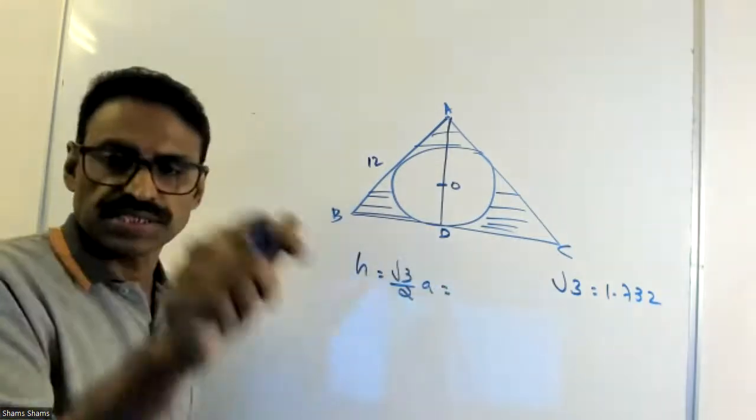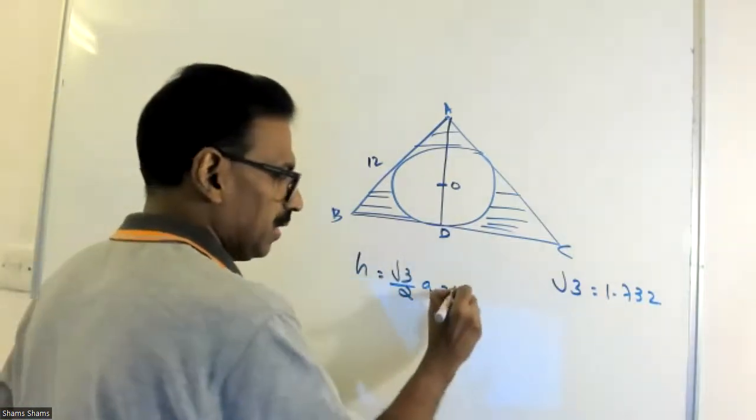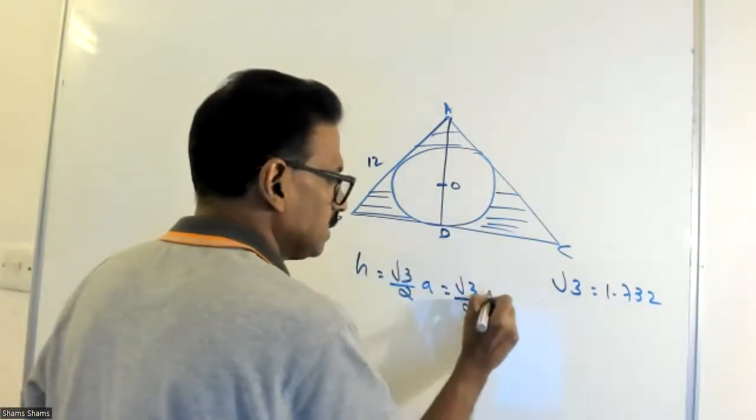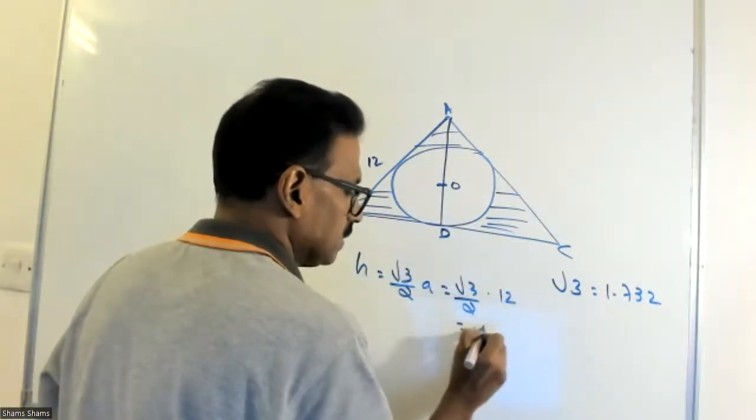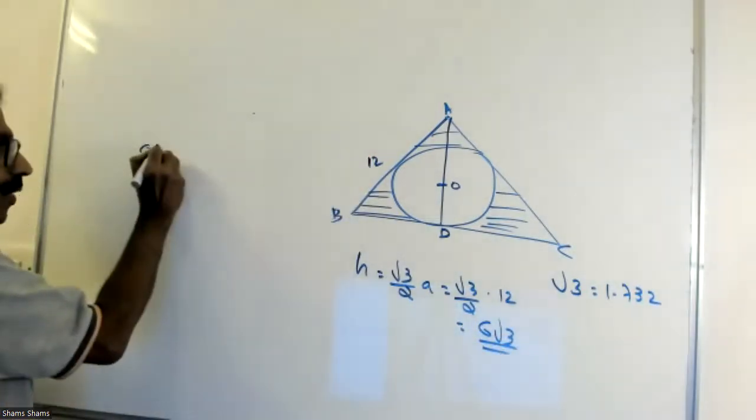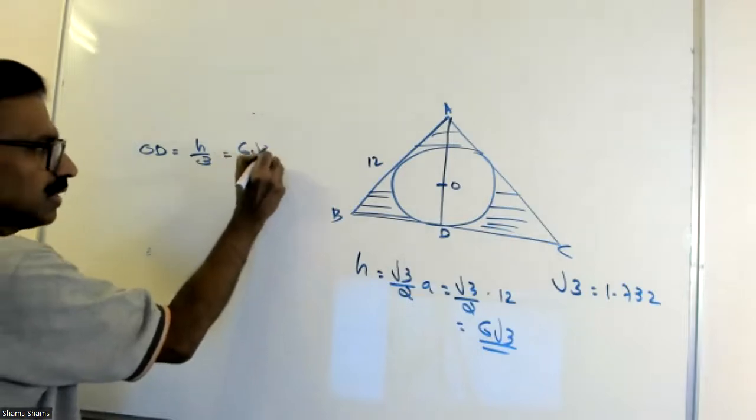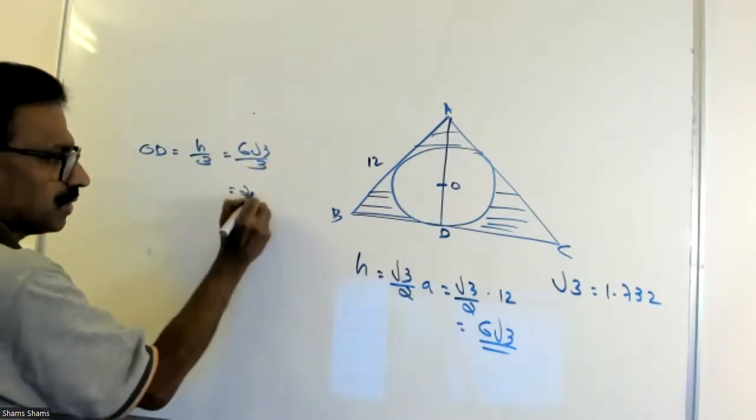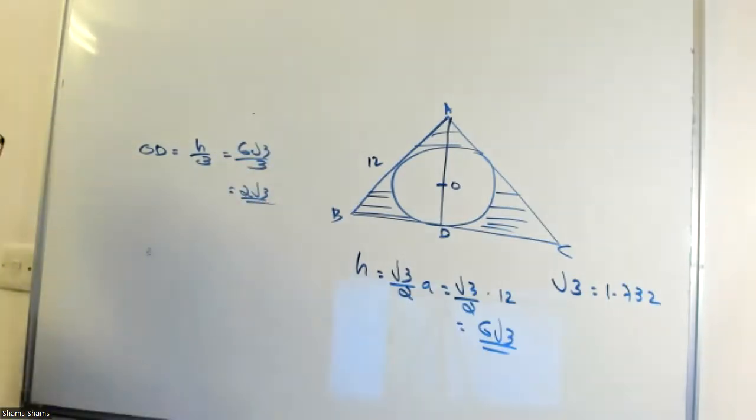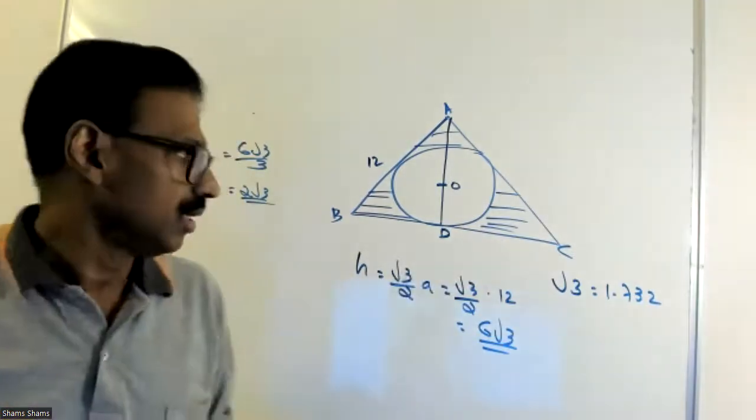H equal to root 3 by 2 A. First step, you have to find out H. Root 3 by 2 into A, A is 12. That means 6 root 3. Then you can write OD equal to H by 3. 6 root 3 by 3, that is 2 root 3. Okay. We got OD. Now we can find out area of triangle. You find out area of circle.